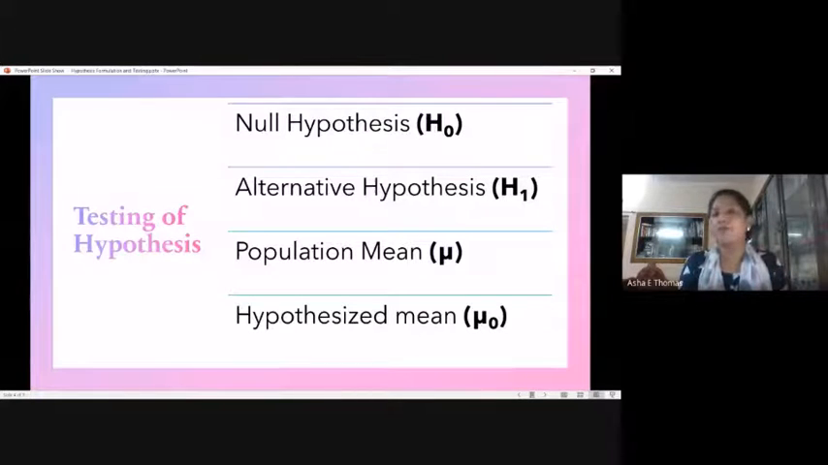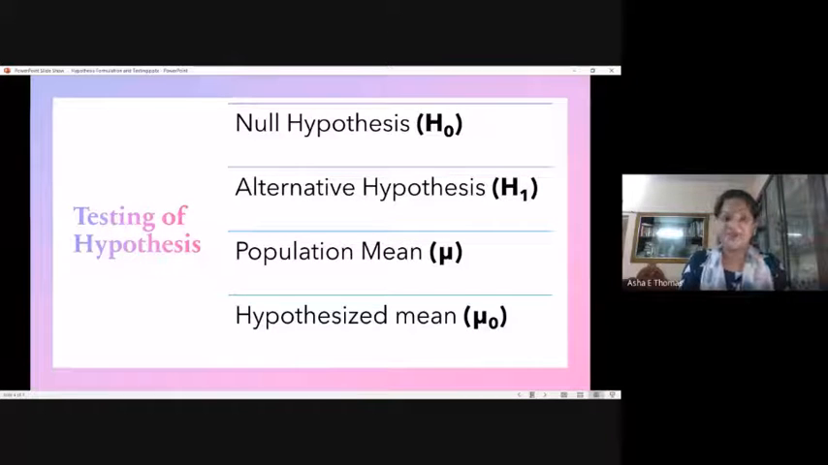When we talk about hypothesis testing, there are two things that will definitely come into our review. One is the null hypothesis, which is denoted as H0. Second is the alternative hypothesis, which is denoted as H1. So every time a researcher sets a hypothesis, he will either accept the null hypothesis, H0, or he will not be in a position to accept the null hypothesis. Indirectly, he is accepting the alternative hypothesis.